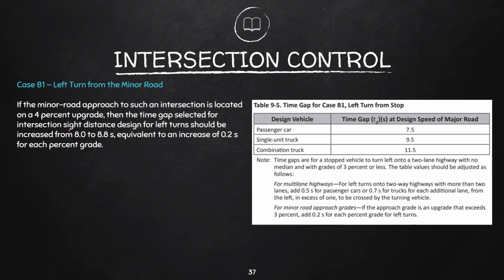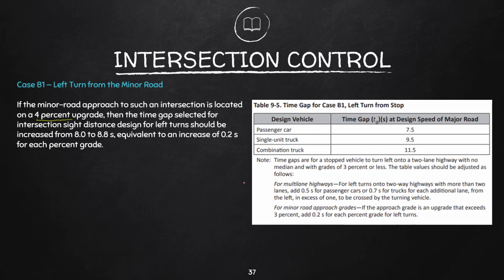If the minor road approach to such an intersection is located on a 4% upgrade, then the time gap selected for the intersection sight distance design for left turn should be increased from 8.0 to 8.8 seconds, equivalent to an increase of 0.2 seconds for each percent grade.